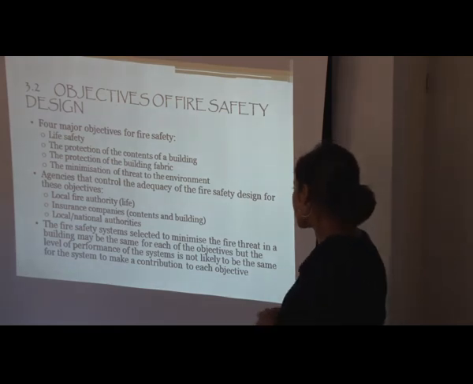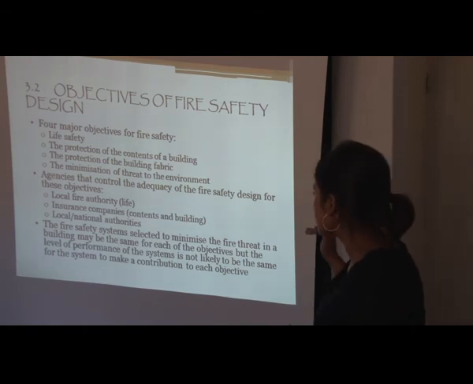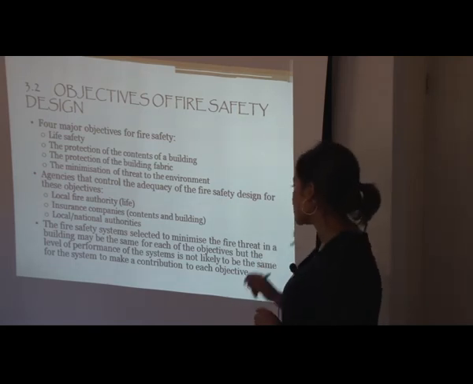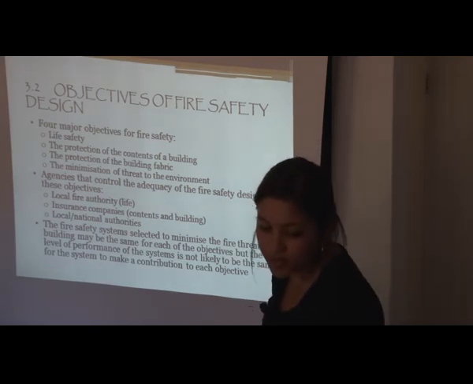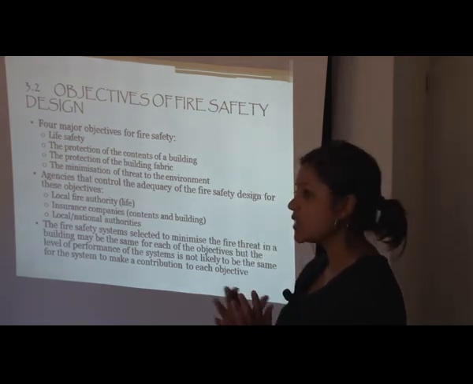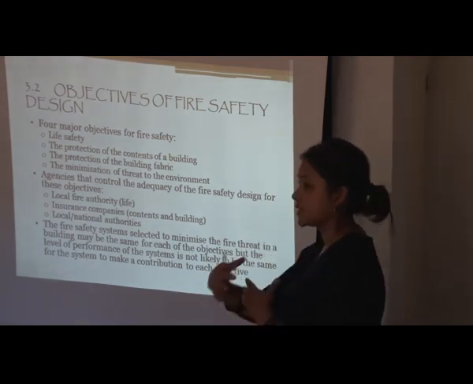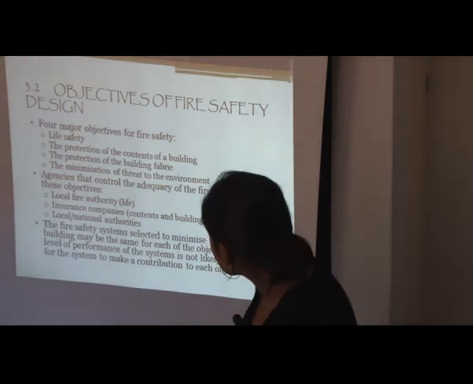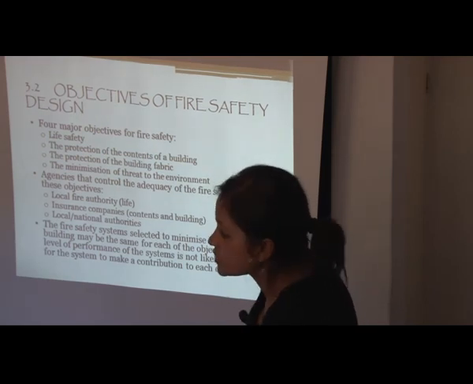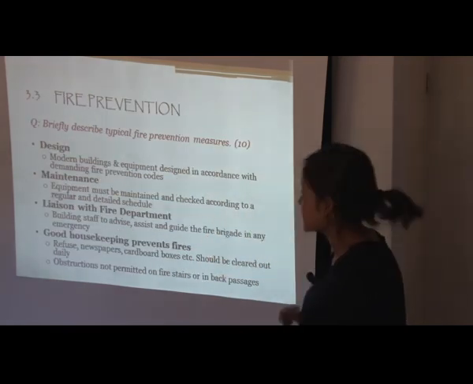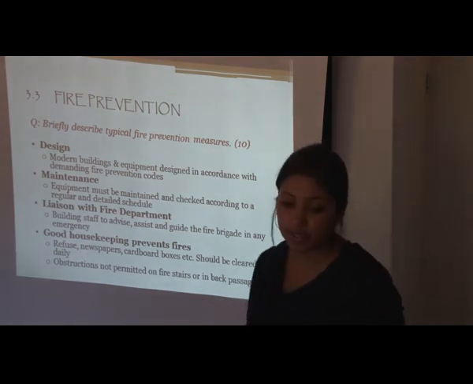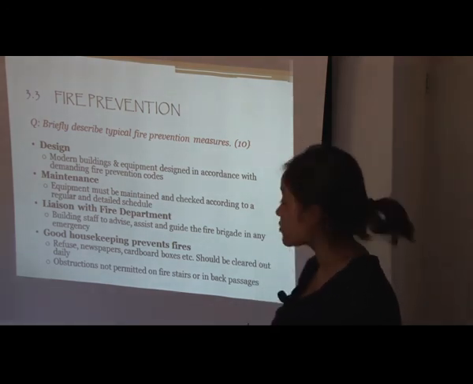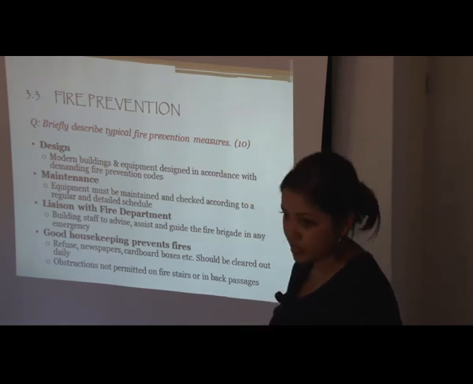The fire safety systems need to minimize the fire threat in a building, may be the same for each of the objectives, but the level of performance of the system is not likely to be the same for the system to make a contribution to each objective, right? That's very wordy. Basically, what it's saying is, in a building, you need to have a fire system that can minimize the fire threat, and it's not likely to be the same for each objective, right? I'll give you an example in a minute, right? So right now we're talking about design. How do we go about putting in place fire preventative measures, right?